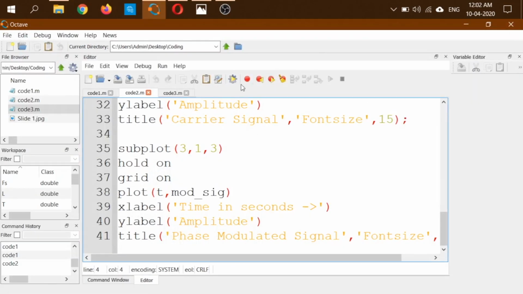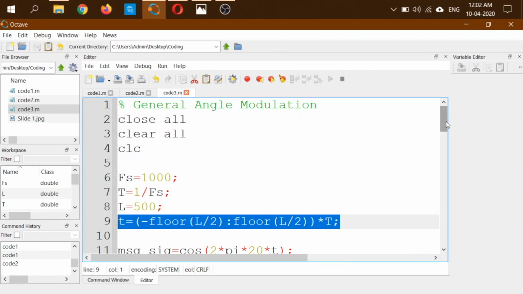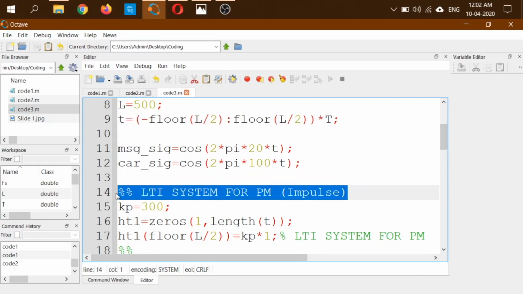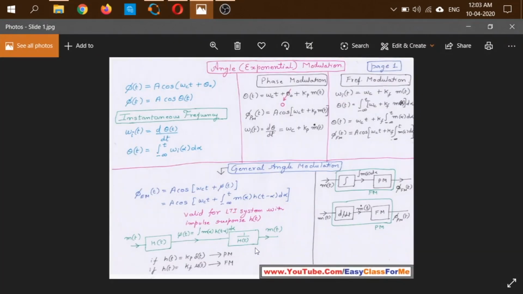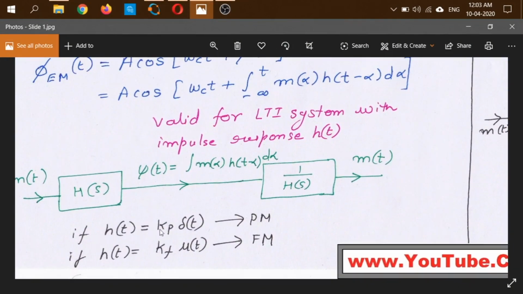Similarly, if you want to implement the general case, that is general angle modulation, this is the code. Here again, the time axis is generated using the proper sampling theorem. Then you have generated the message and carrier signals as usual. Then you have created an LTI system, for phase modulation first. You could use many LTI systems, but we have taken first the impulse function, right? Why the impulse function? Because we want to implement this particular equation, which I had shown here. If you take h(t) as kp times delta(t), that is an impulse function weighted by something, then your generalized angle modulation becomes phase modulation.